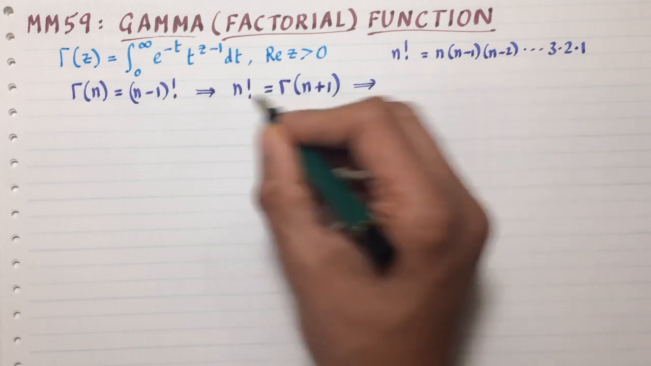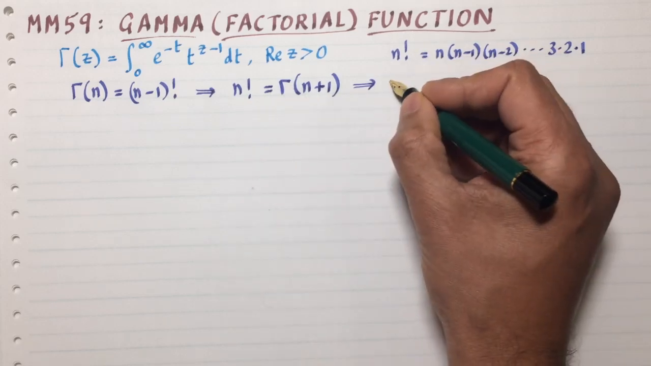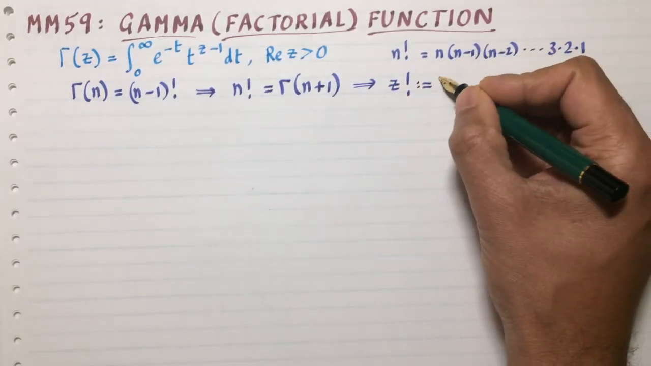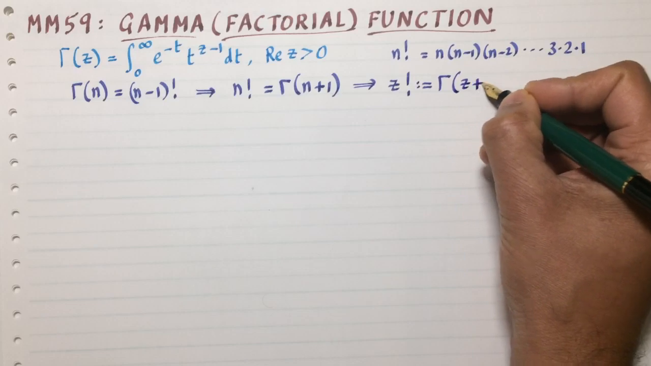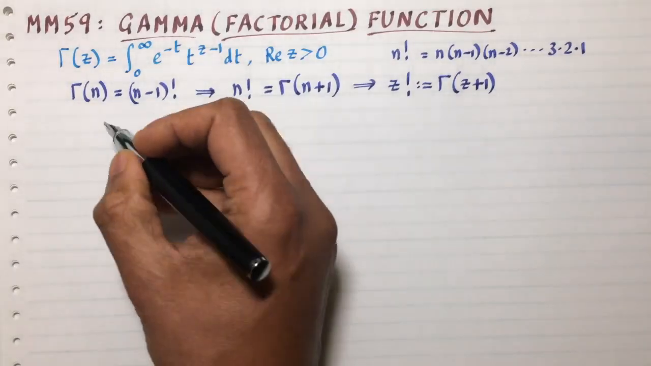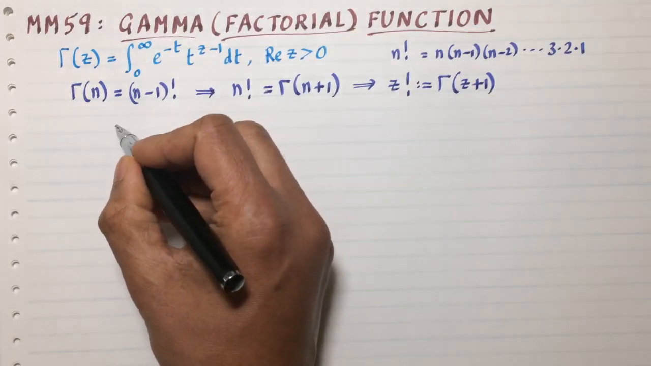I say, all right, if n factorial is gamma of n plus 1, I'm going to declare that z factorial is, by definition, equal to gamma of z plus 1. So now I have the meaning for the factorial function for any complex number z, not just the integers n. So this is why it's called the generalization of the factorial function. In particular, you also have a meaning for negative factorial. So how cool is that?